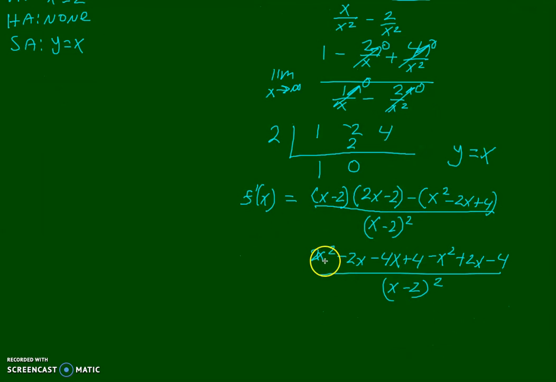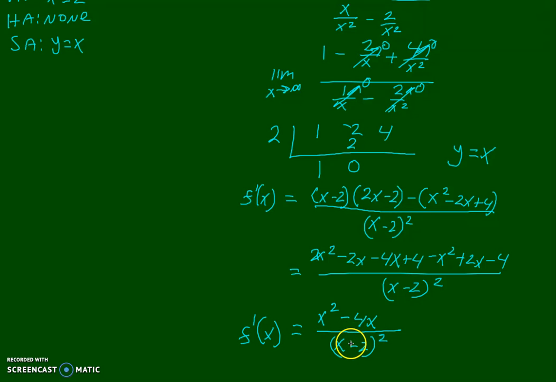Simplifying it again, we have 2x squared minus x squared is an x squared. Negative 2x plus 2x, they go away. We have a 4x left, so minus 4x. And this positive 4 and negative 4 cancel each other out. So that whole thing over x minus 2 squared gives us our f prime of x.